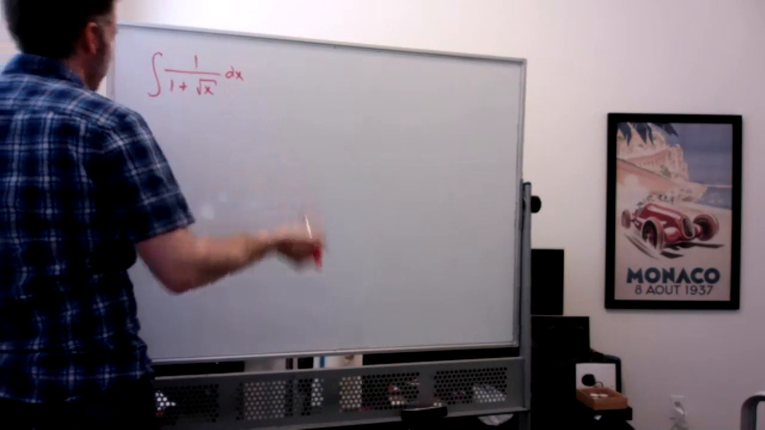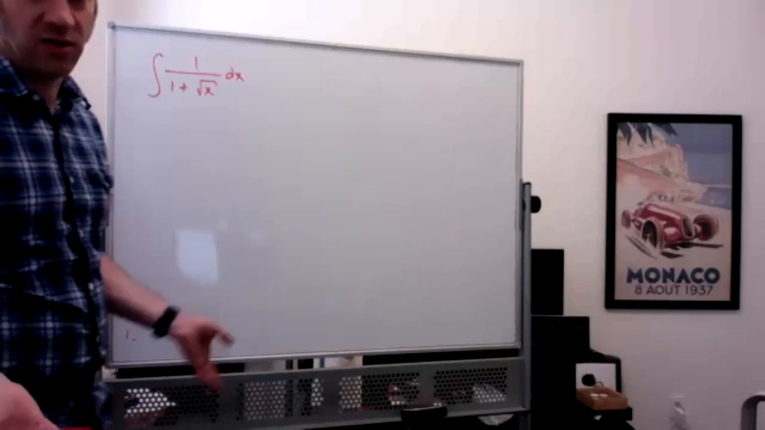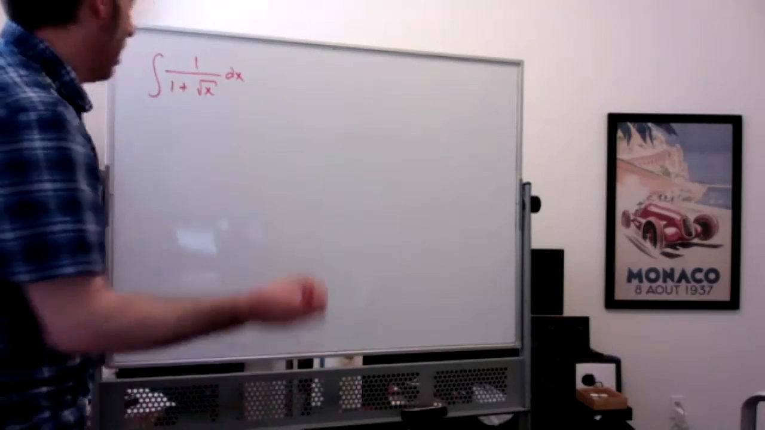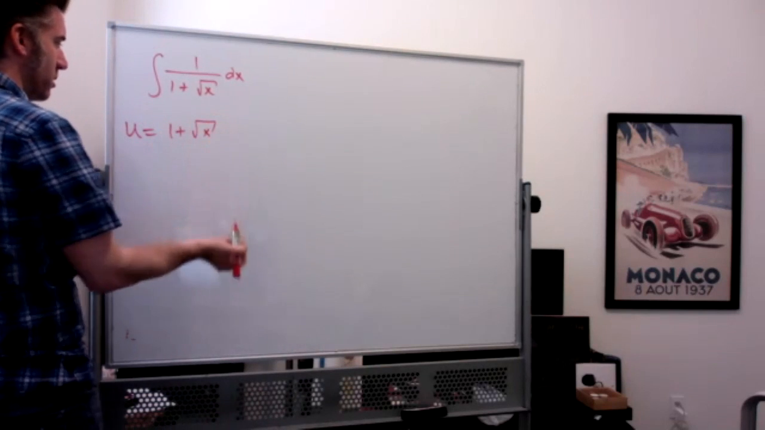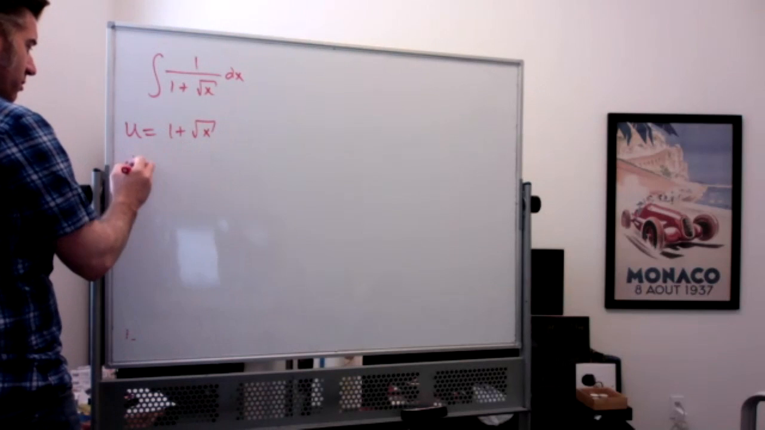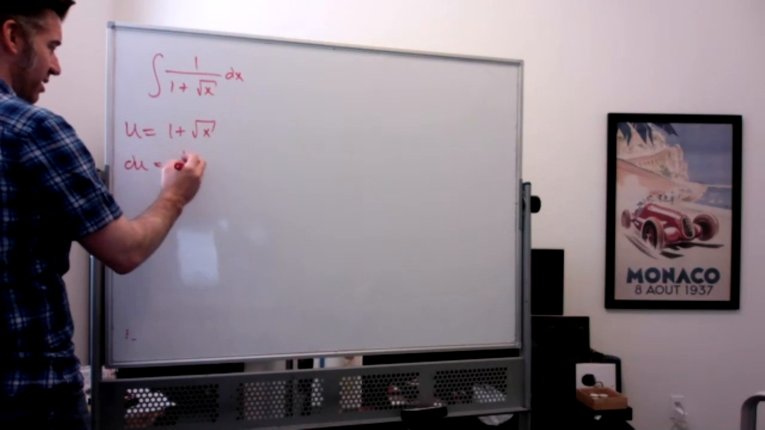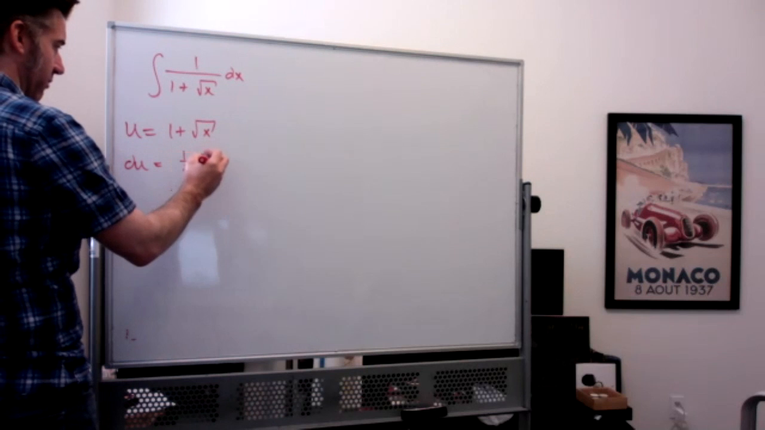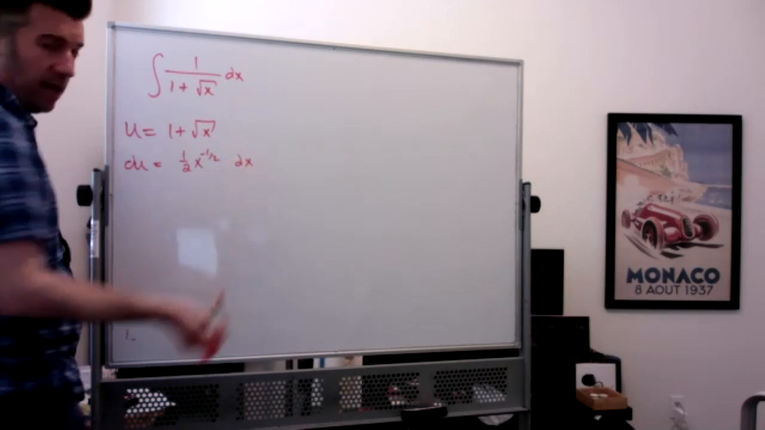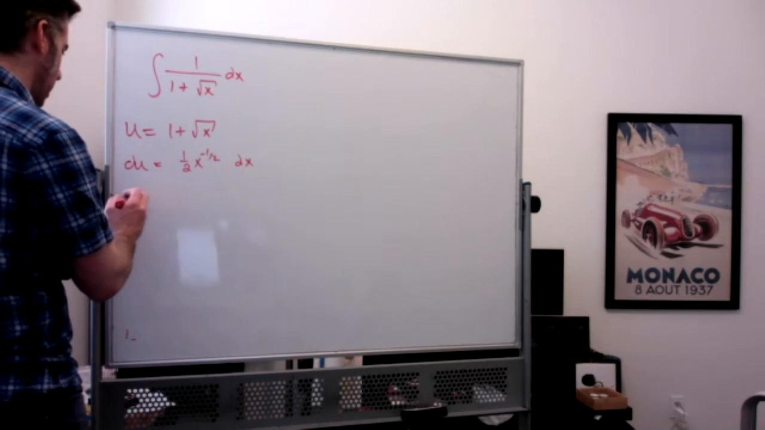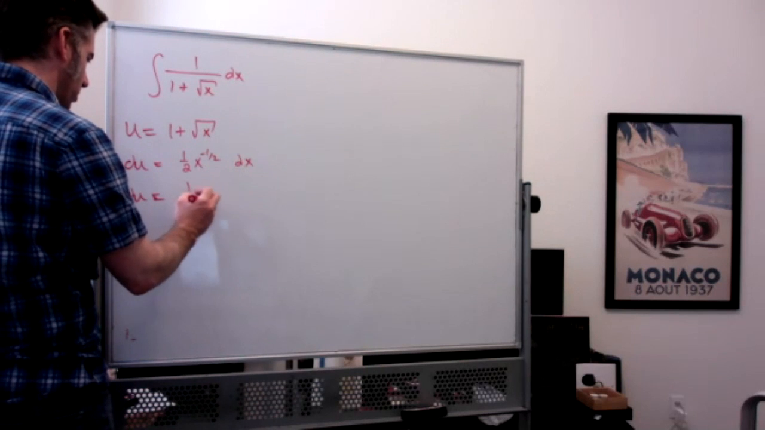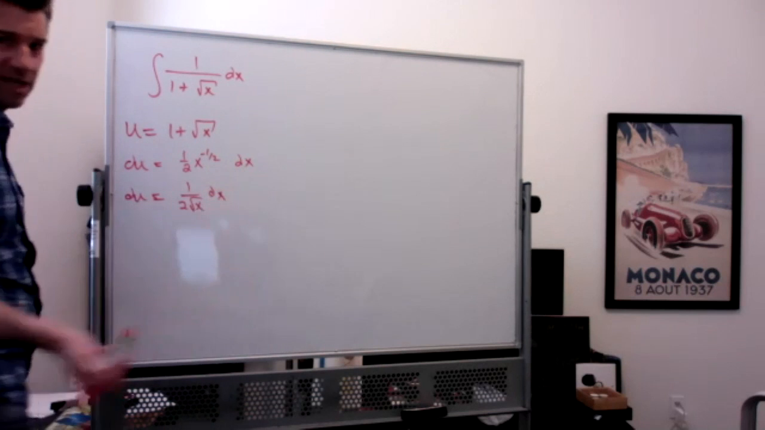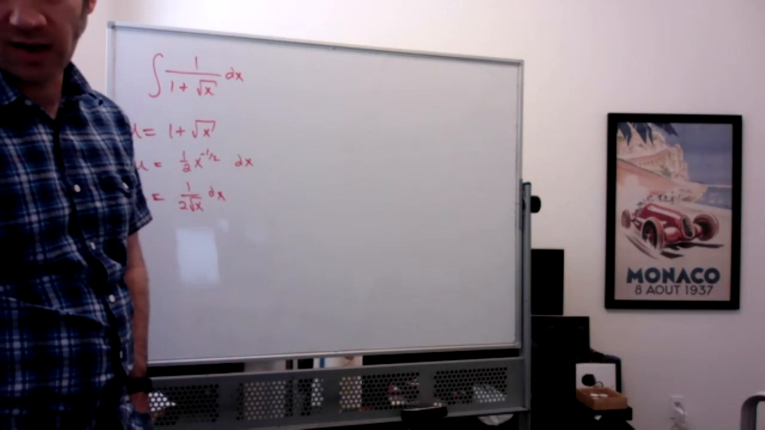Doesn't seem like there's really any obvious choice. I'm going to go with the denominator again. I'm going to let u equal 1 plus the square root of x. The derivative of the square root of x is 1/2 x to the negative 1/2, and then times dx, which is the same as 1/2 root x dx. And I don't really know what to do with that here.